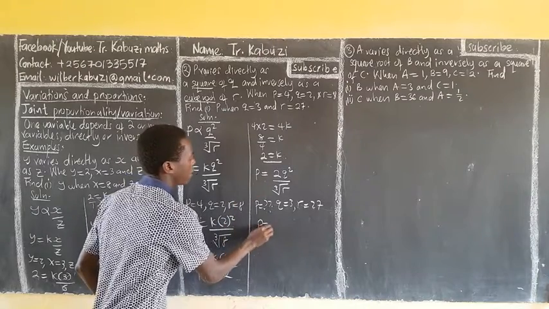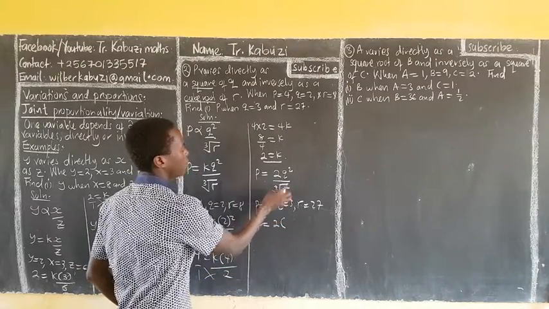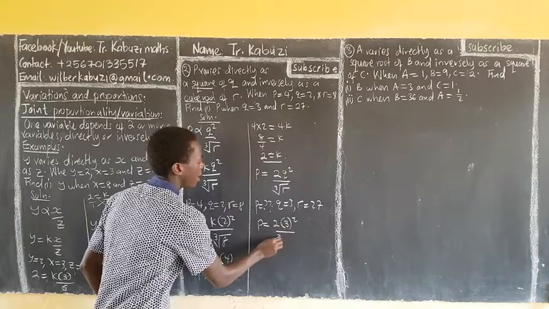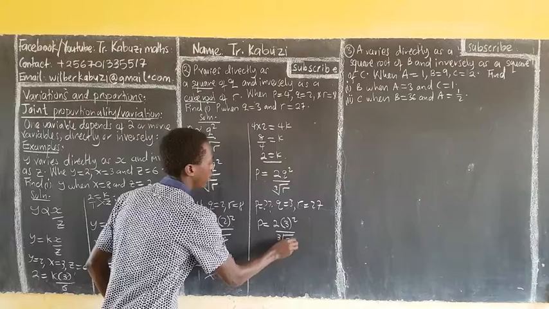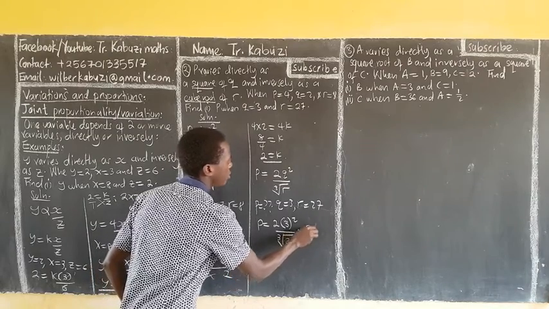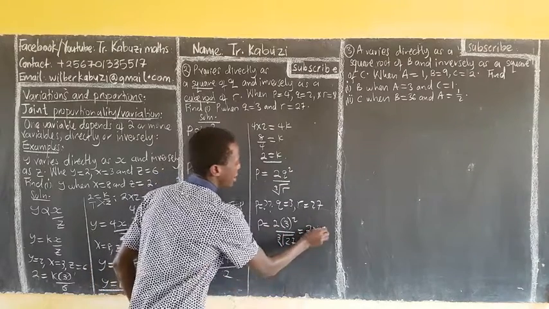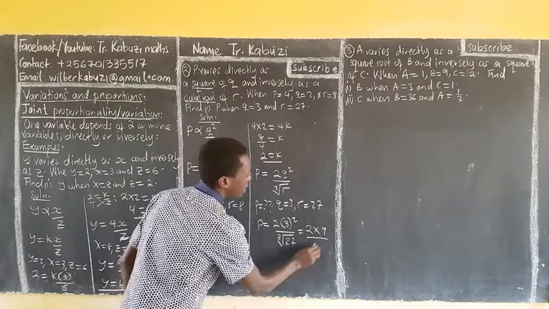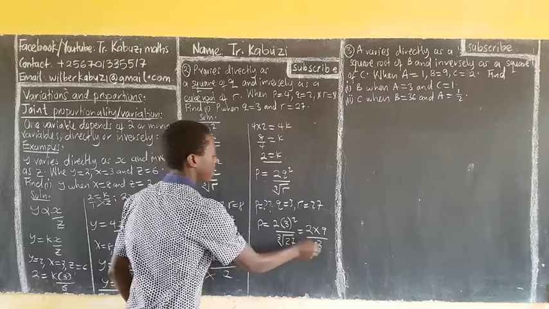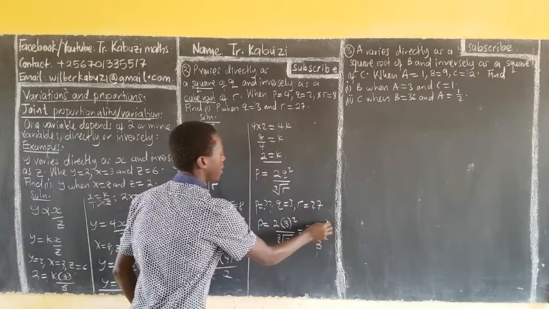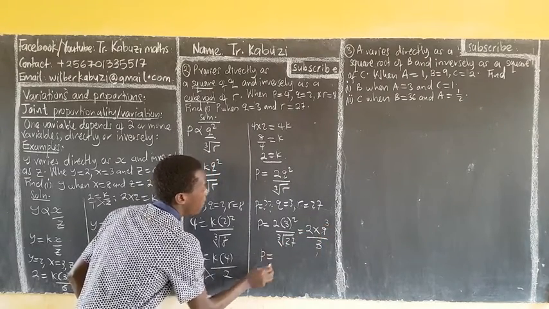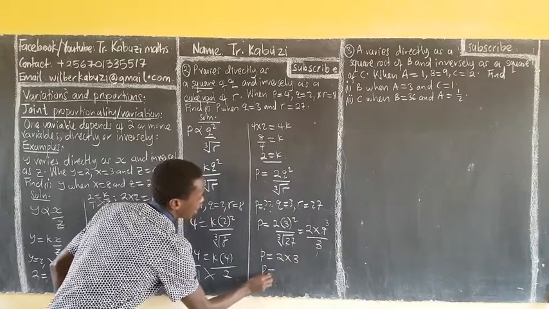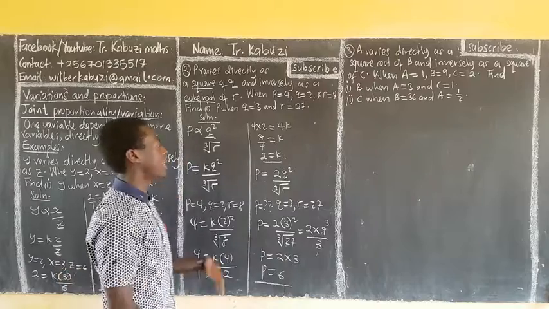So my p will be now 2q, which is 3, squared over the cube root of 27. This will be 2 times 9 over the cube root of 27, which is 3. So you see, 3 into 9 is 3 times 3. So my p will be 2 times 3, and so my p is going to be 6.